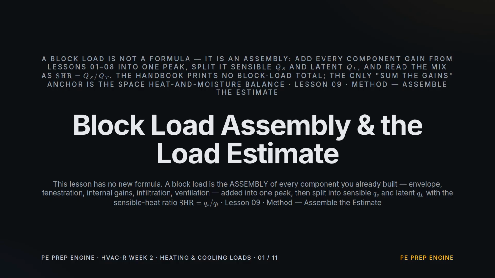Week 2, Lesson 9, Block Load Assembly and the Load Estimate. There's no new formula here. A block load is an assembly. You take every component you've already built, envelope, fenestration, internal gains, infiltration, ventilation, add them into one peak, then split that peak into a sensible part and a latent part with the sensible heat ratio.